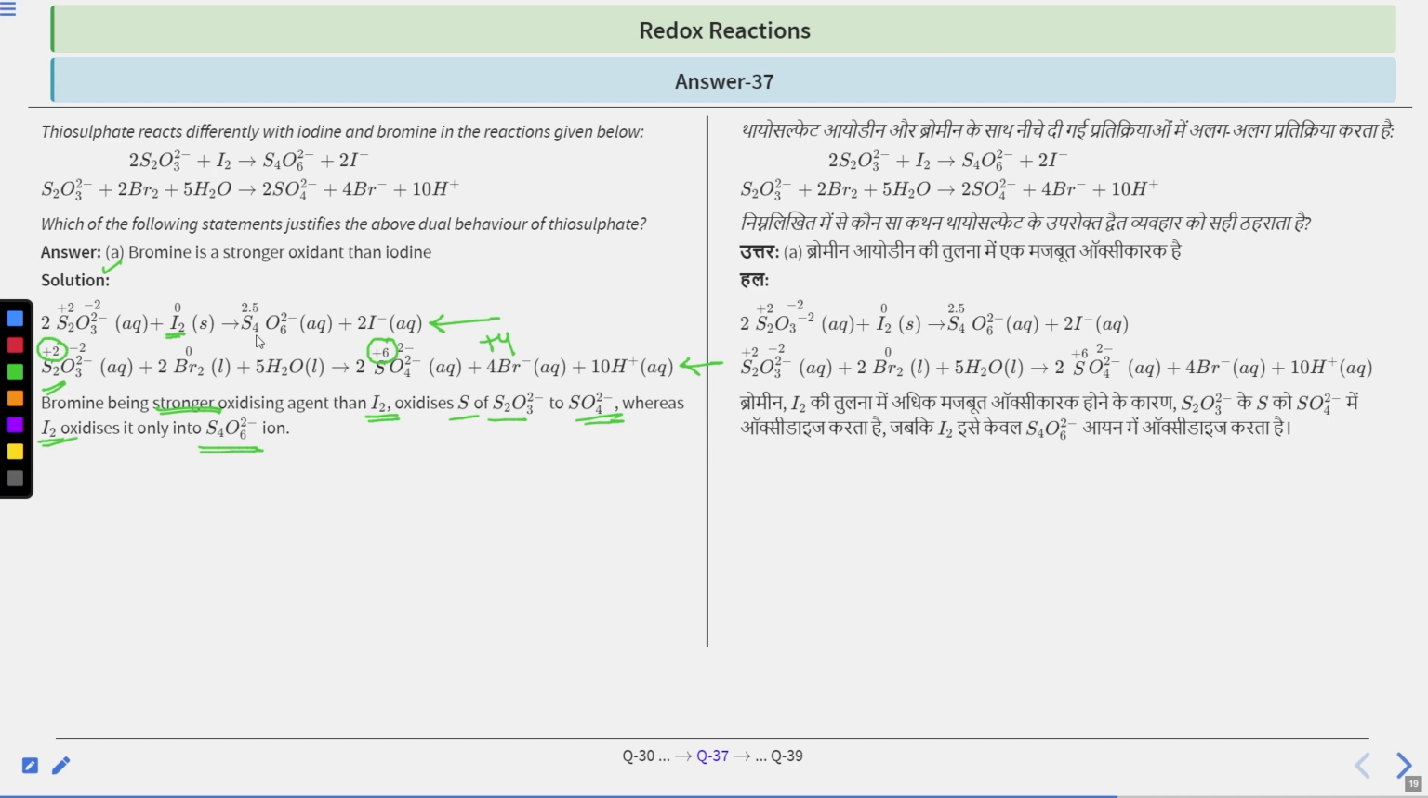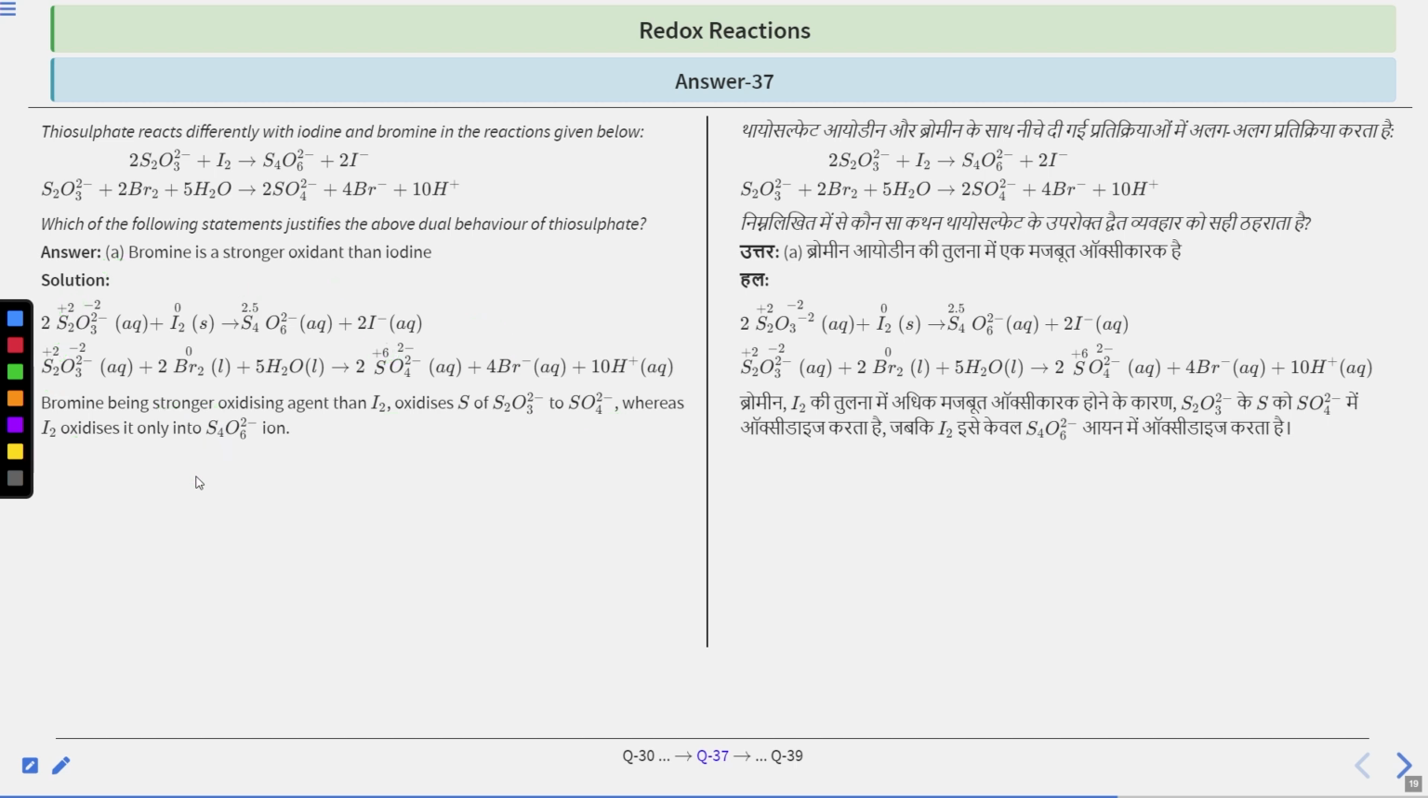Whereas if you see this in the iodine reaction with thiosulfate, sulfur is in +2. So iodine is oxidizing it to 2.5, only a 0.5 increase of the oxidation number. So bromine, being the stronger oxidizing agent, oxidizes S2O3 to SO4 2-, whereas iodine oxidizes it only to S4O6 2-, and this is the difference between these two reactions. That's why the behavior is different with bromine and with iodine for thiosulfate, right? And thus the correct answer is option A, that is bromine is a stronger oxidant than iodine.